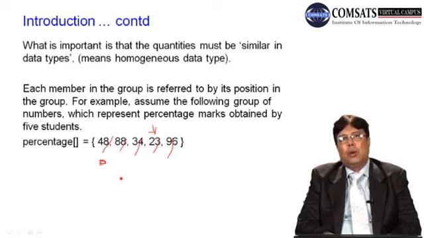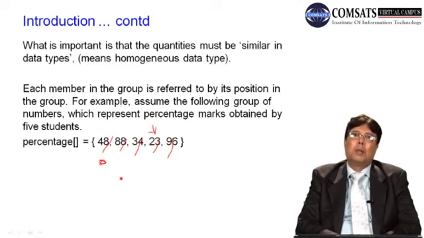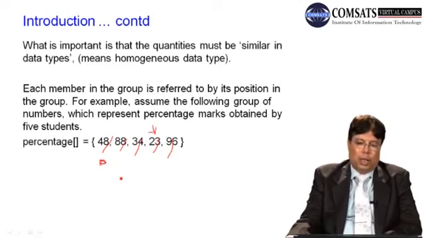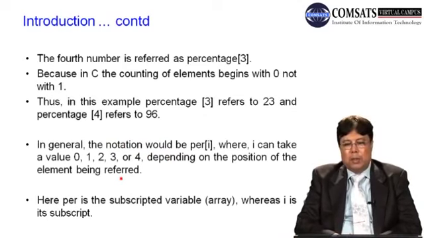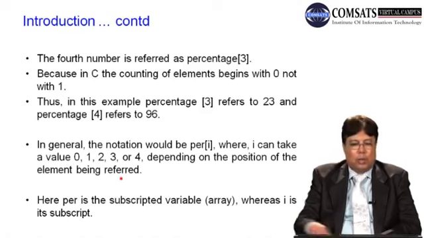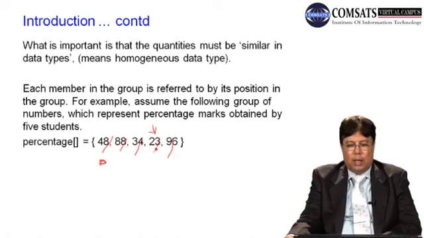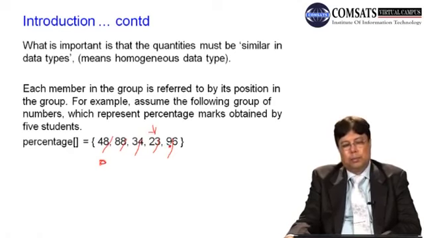So percentage of 0 should contain first element, percentage of 1 should contain second element, percentage of 2 should contain third element, similarly the percentage of 3 should contain the fourth element. यही बात हमने यहाँ पर बताई. Thus in this example percentage of 3 refers to 23 and percentage of 4 refers to 96. जो कि फिजिकली 4th और 5th है, लेकिन सबस्क्रिप्ट के पॉइंट ऑफ व्यू से ये 3rd and 4th है.